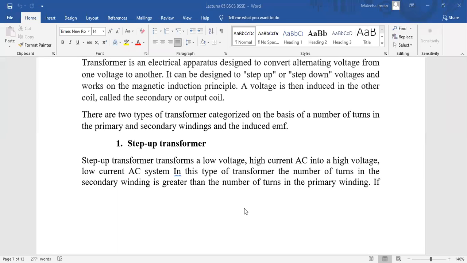हाँ जी, लास्ट टाइम हमने ट्रांसफार्मर्स शुरू किया था और ट्रांसफार्मर मैंने कहा था कि it is an electrical apparatus that is used to convert low alternating voltage to high alternating voltage or vice versa. What we have seen is that there are two types of transformers. One is called the step-up transformer and the other is called the step-down transformer.